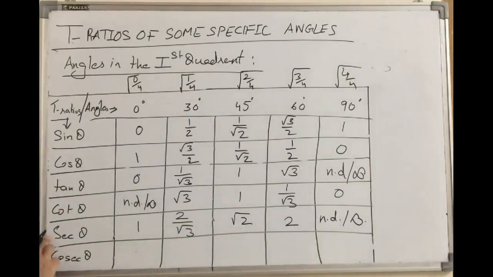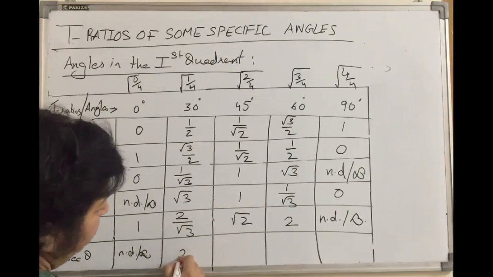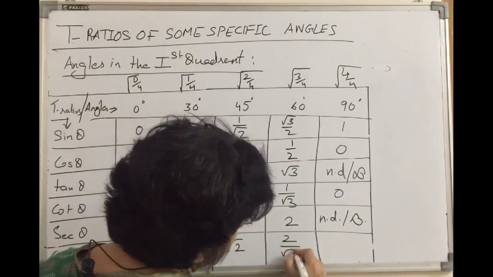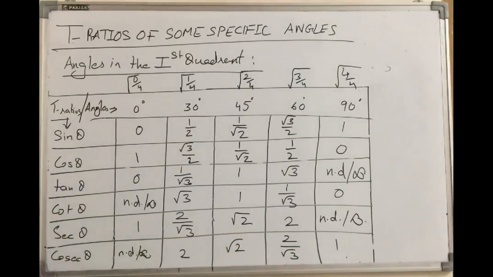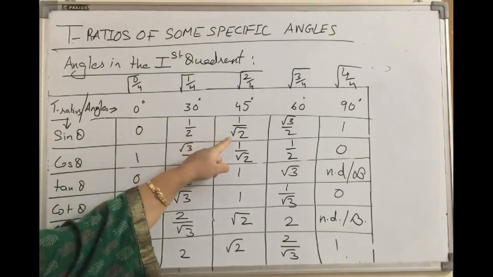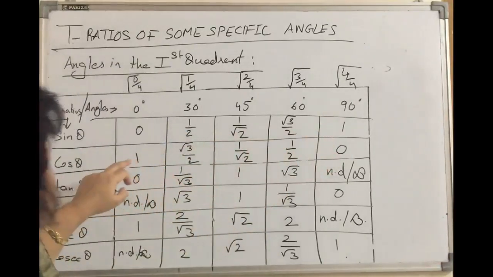Now cosec is the complement of sec. We have done sec 90 minus theta is equal to cosec theta. So reverse the values, not defined or infinity here, then 2 here, root 2 remains the same, 2 by root 3 comes here and 1. So sine 0 is 0, sine 30 is 1 by 2, sine 45 is 1 by root 2, sine 60 is root 3 by 2, sine 90 is 1.